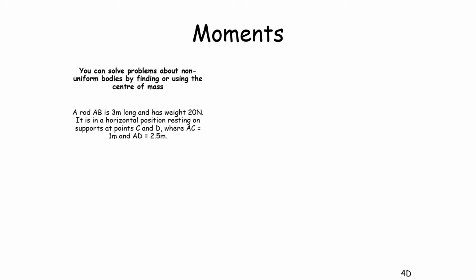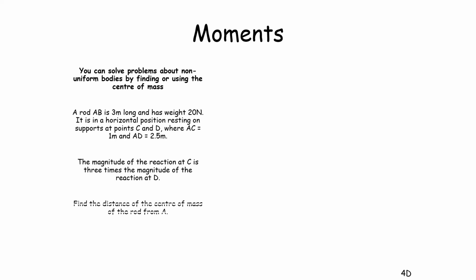Okay, so let's look at this example here. We're told the rod AB is 3 meters long and has weight 20 Newtons. Notice it's the weight and not the mass, so you don't multiply by G. It's in a horizontal position resting on supports at C and D, where AC is 1 meter and AD is 2.5 meters. This time we're told the magnitude of the reaction at C is 3 times the magnitude of the reaction at D. Find the distance of the center of mass of the rod from A.